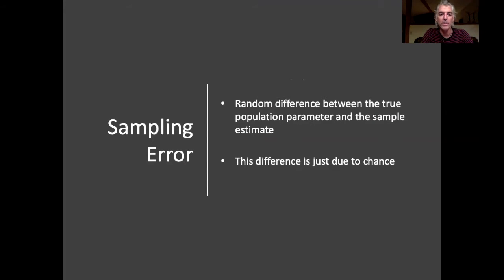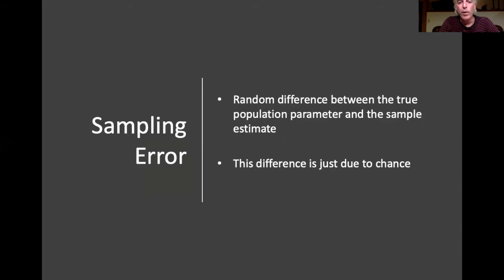The second aspect of a sample that we're going to talk about today is called sampling error. Sampling error is simply the random differences between the true population parameter and our sample estimate that are just due to chance. If you were to ask me how much milk I had in my fridge, I could go over to the fridge, look inside, and figure out that there are 2 gallons of milk in the fridge. If you were to ask me to go back and do that again, I would walk back to the fridge, open the door, and see that there are still 2 gallons of milk in the fridge.